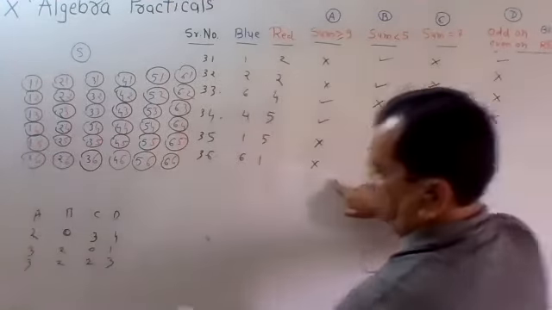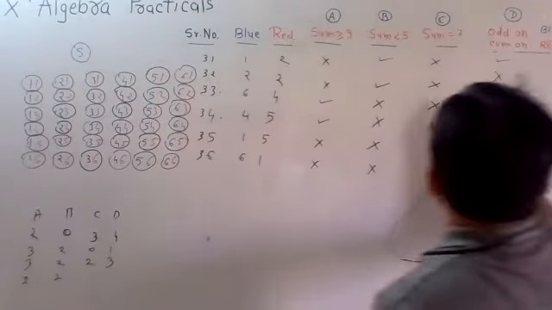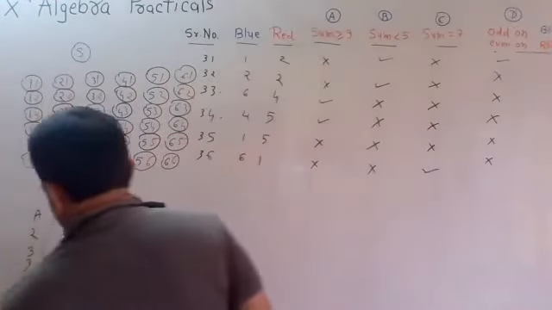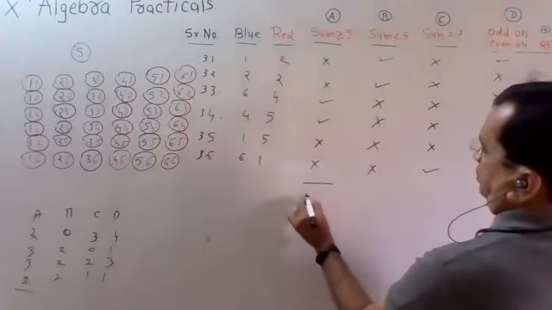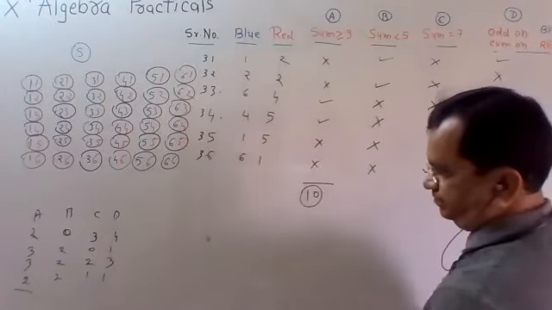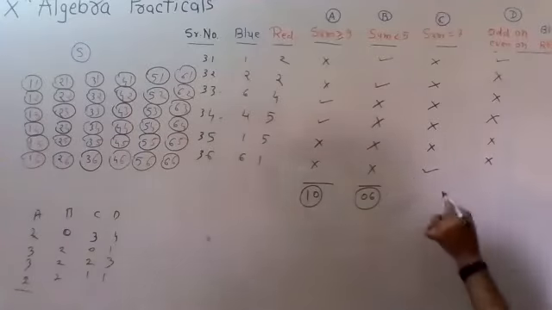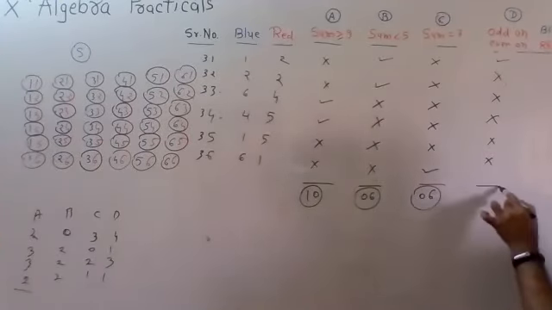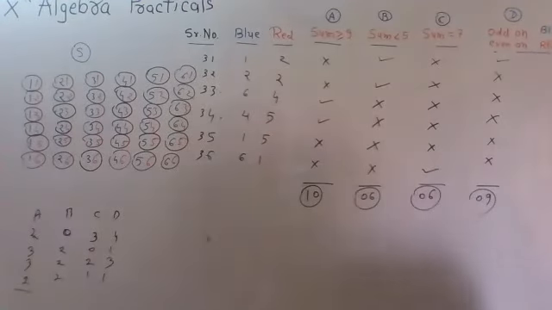Now in this group, I got this 2. I got this 2. This only 1. This only 1. So I got this total 10. This only 6. This also only 6. This 9. His total may or may not be 36 because all the conditions are not included.